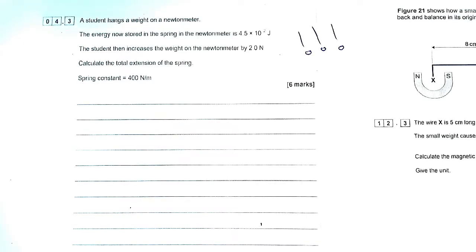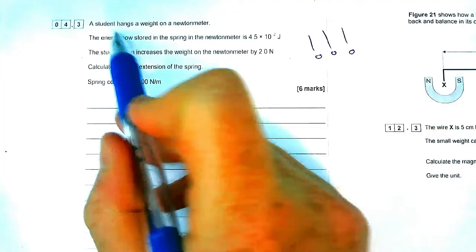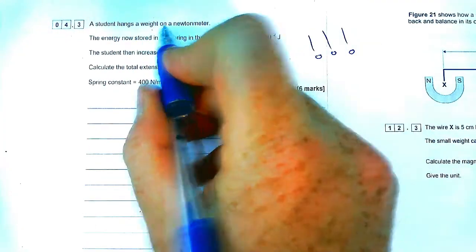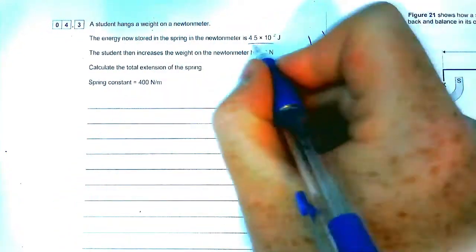So it says, a student has a weight on a Newton meter. The energy stored in the spring, it tells us, is 4.5 times 10 to the power minus 2. If the student increases the weight by 2 newtons, then it says calculate the total extension, and it tells us the spring constant.